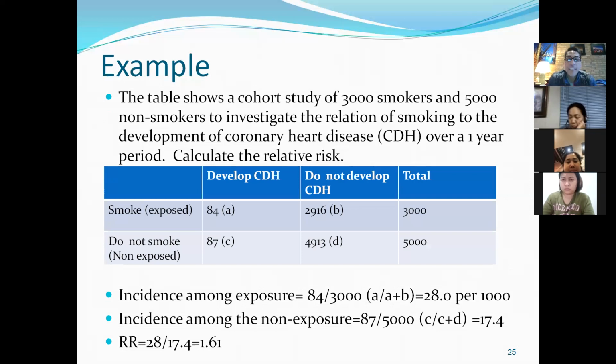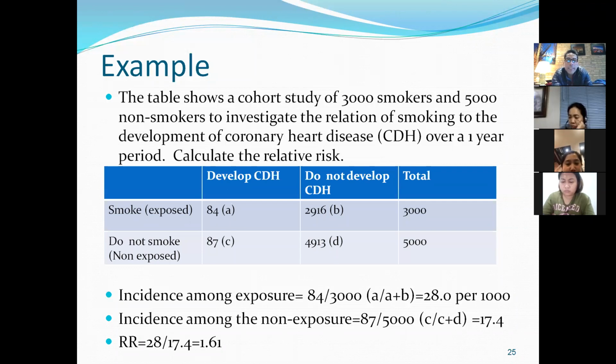And that's still the same. It's A divided by C. Whereas for those who do not develop coronary heart disease, you have those that smoke, which would be B, and those that do not smoke, called the non-exposed, represented by letter D. And the same total, you will always have 3,000 here.